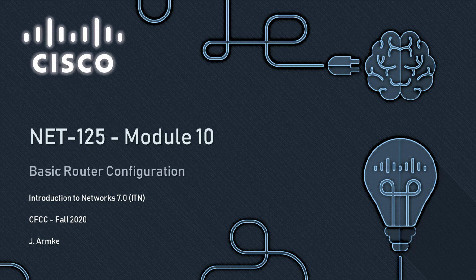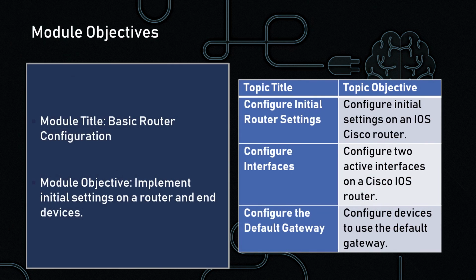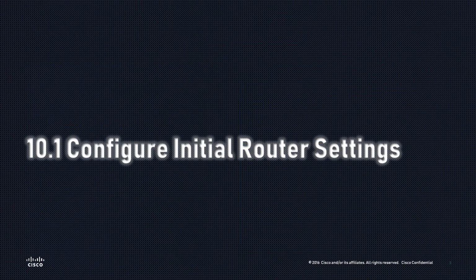Today we're going to get into Module 10, Basic Router Configuration. So we're going to look at how to implement initial settings on a router and a couple of end devices. We're going to look at three separate sections: initial router settings, interfaces, and the default gateway. So initial router settings first.